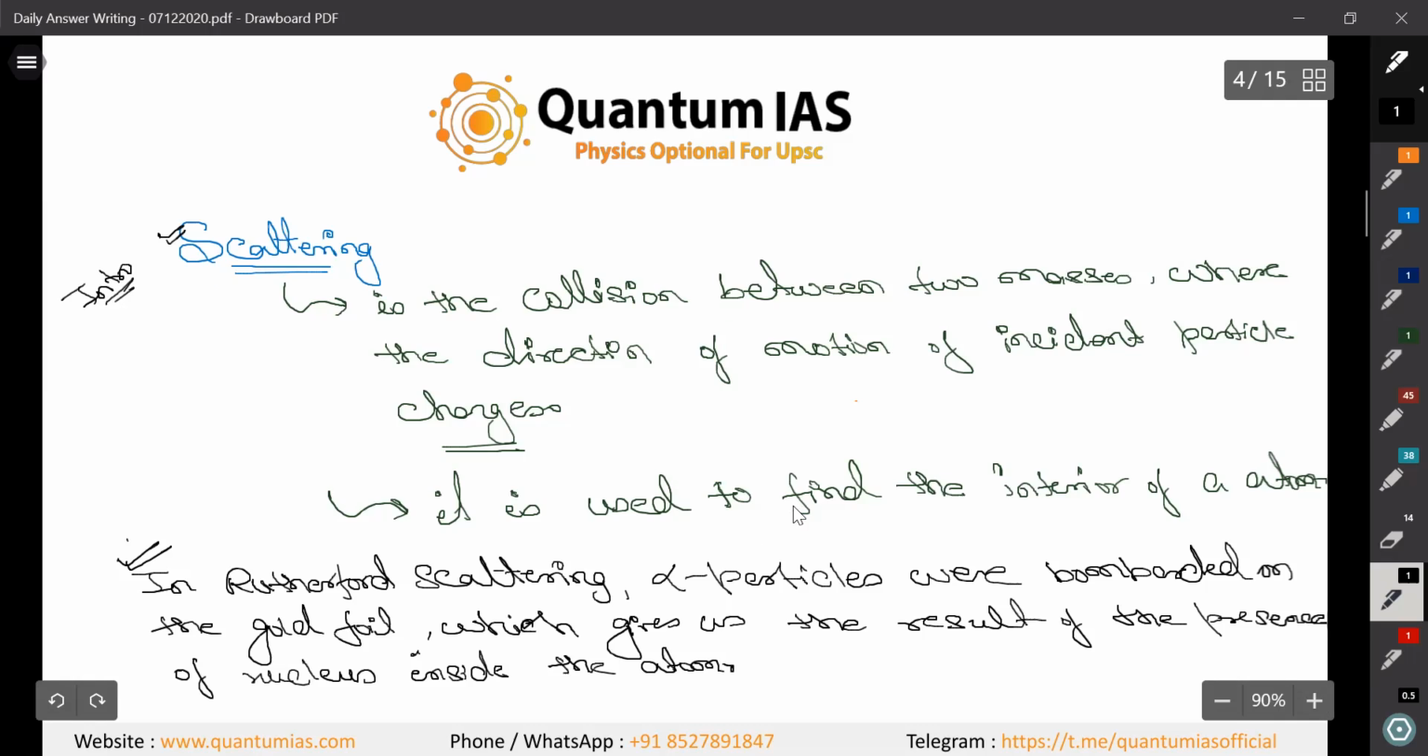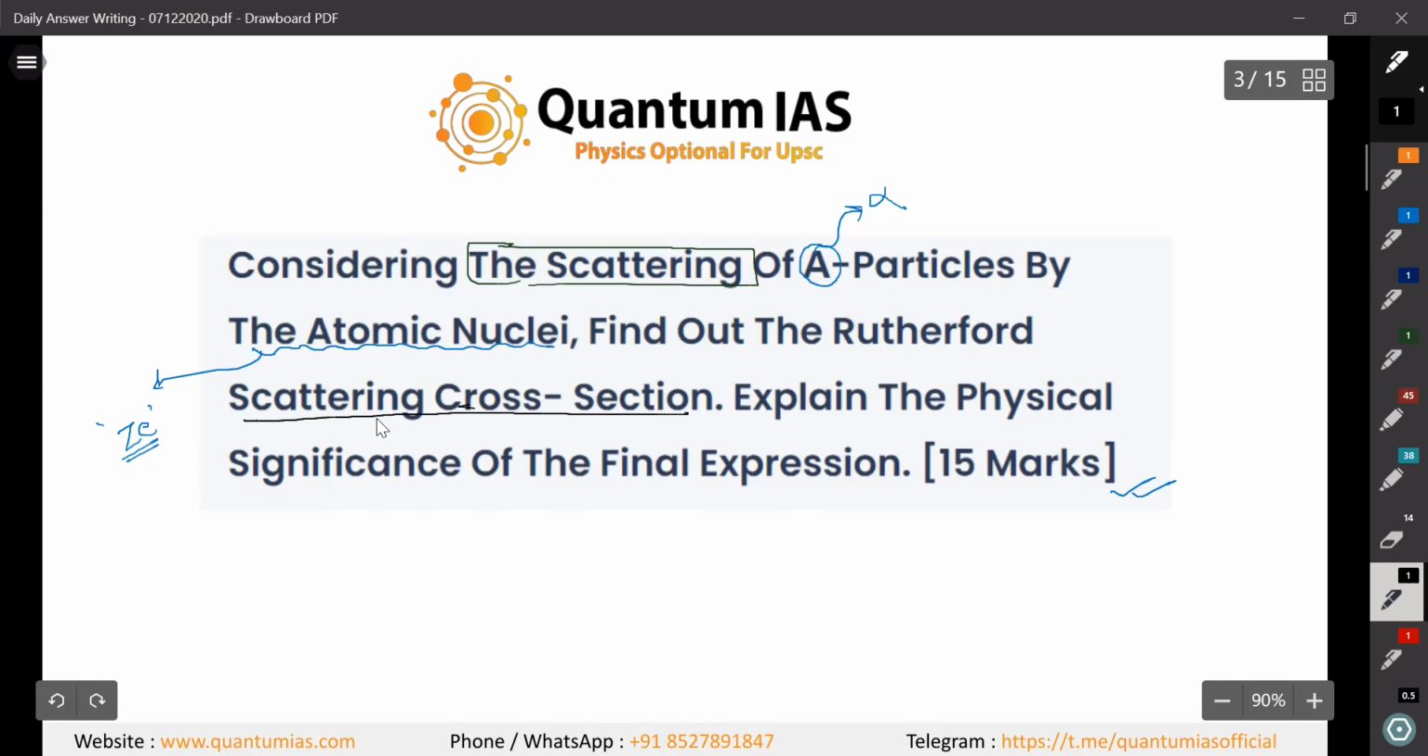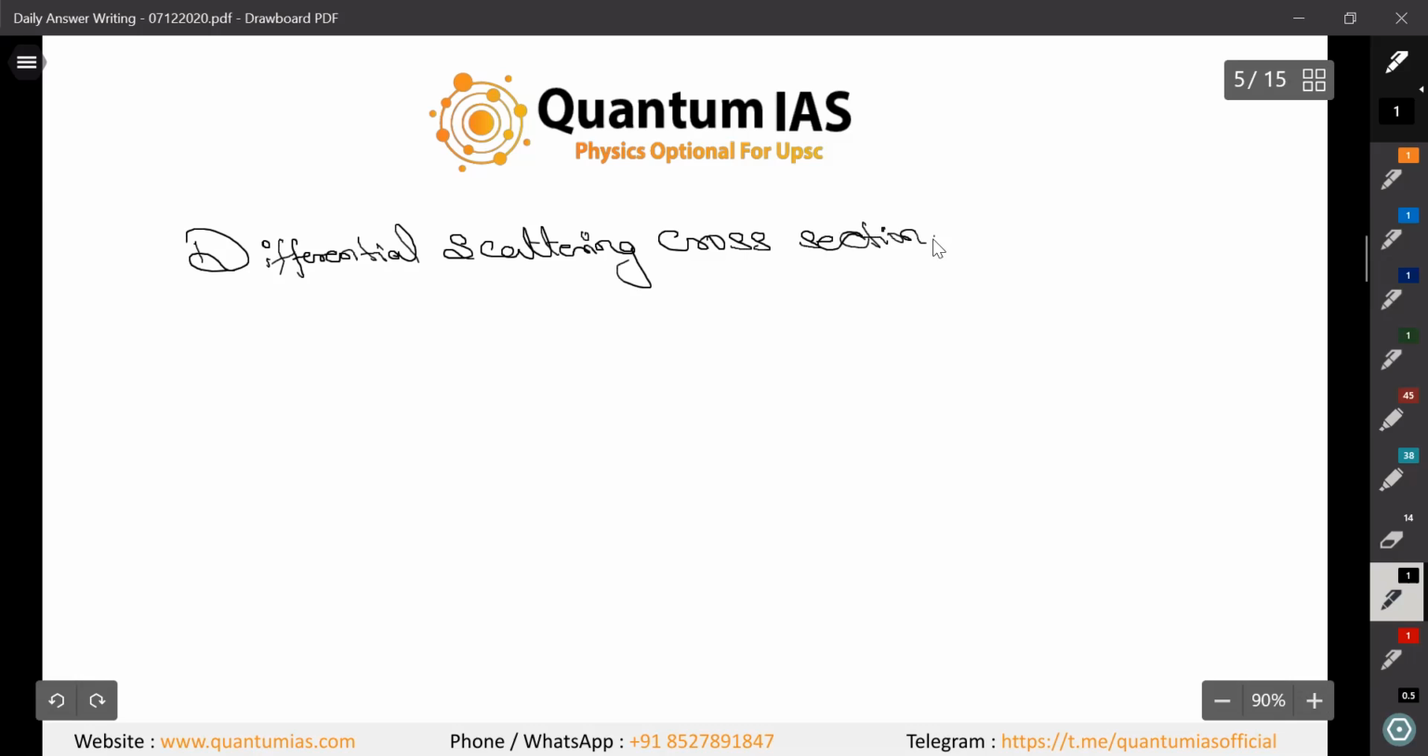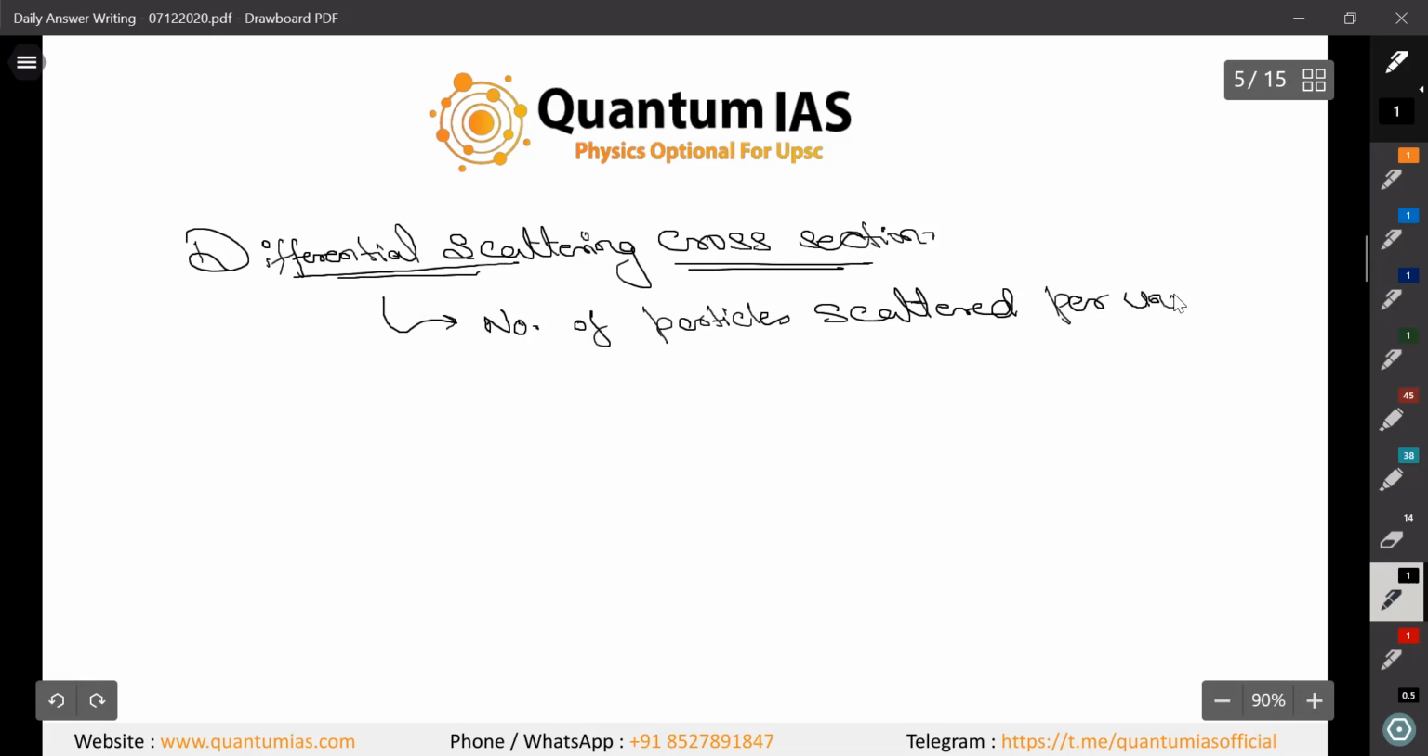Right. So now let's come to what do you mean by the scattering cross section? Now, before defining the scattering cross section, I'm going to define the differential scattering cross section. Right. So you can define it qualitatively as well as quantitatively, right? So it is the number of particles scattered per unit time per scatterer divided by the incident flux per solid angle.